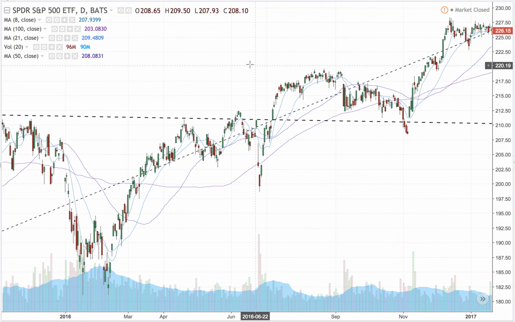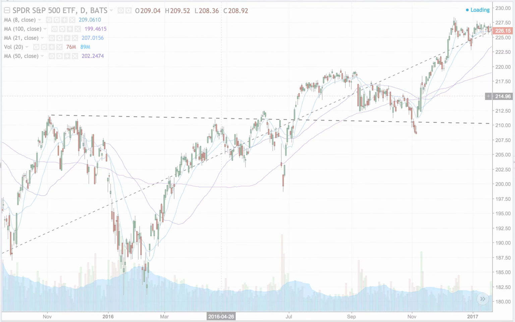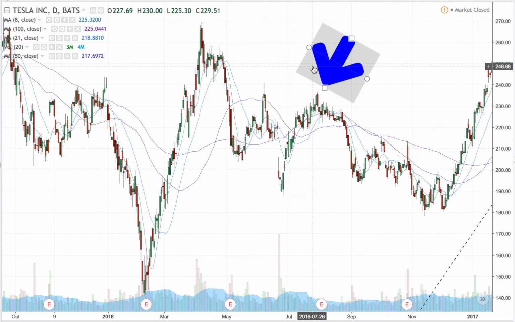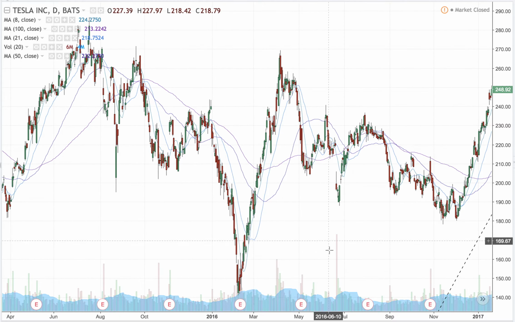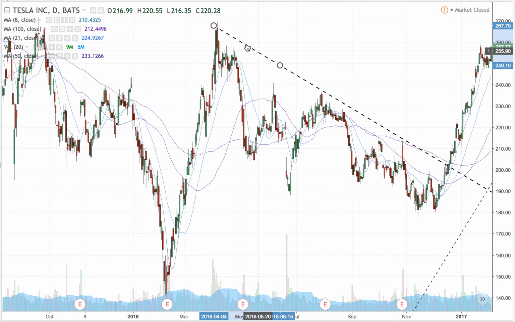Let's also talk about trend lines. Let's pick a chart. Any chart. Tesla's a nice one. We'll do Tesla. Support and resistance doesn't have to just come in the form of horizontal lines, but they can also be diagonal trend lines. And this is what I'm talking about. Tesla, look at this diagonal trend line.